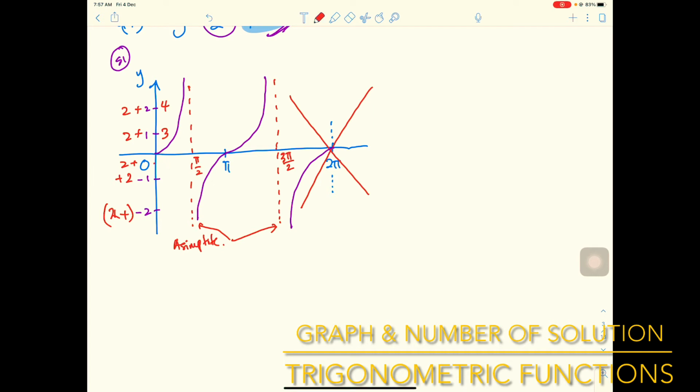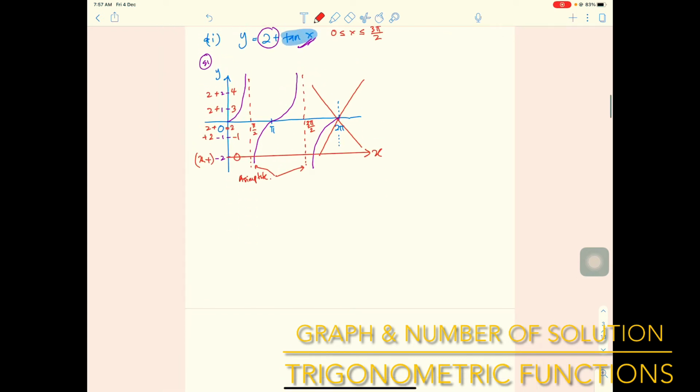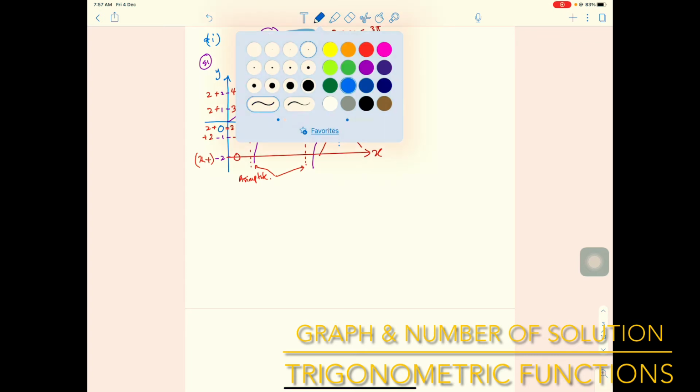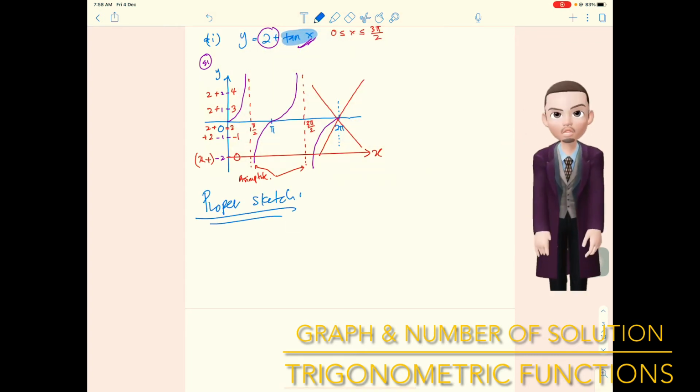2 plus 0 equals 2, and plus negative 1, so negative 1, and this is 2 minus 2, 0. Okay, this is what is going to happen. So when the line is 0, that means the x-axis is here. Okay, so now we sketch the proper sketch of the graph function.